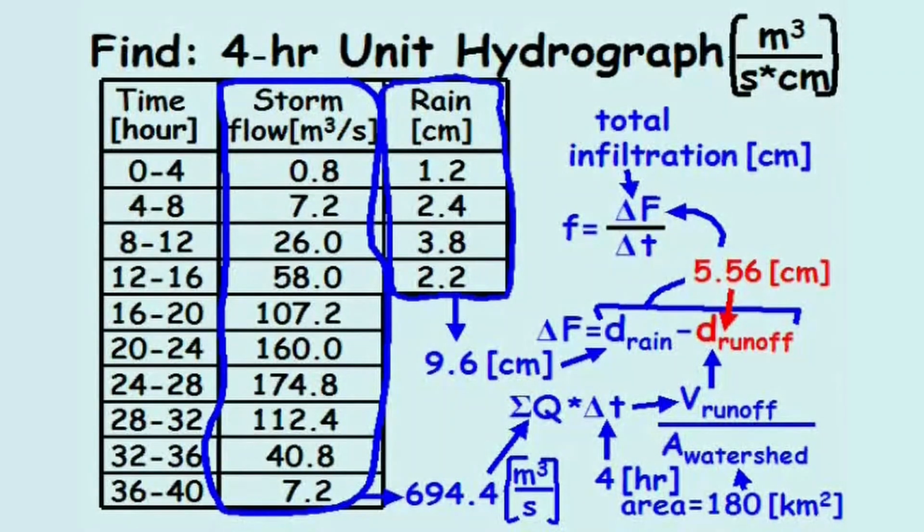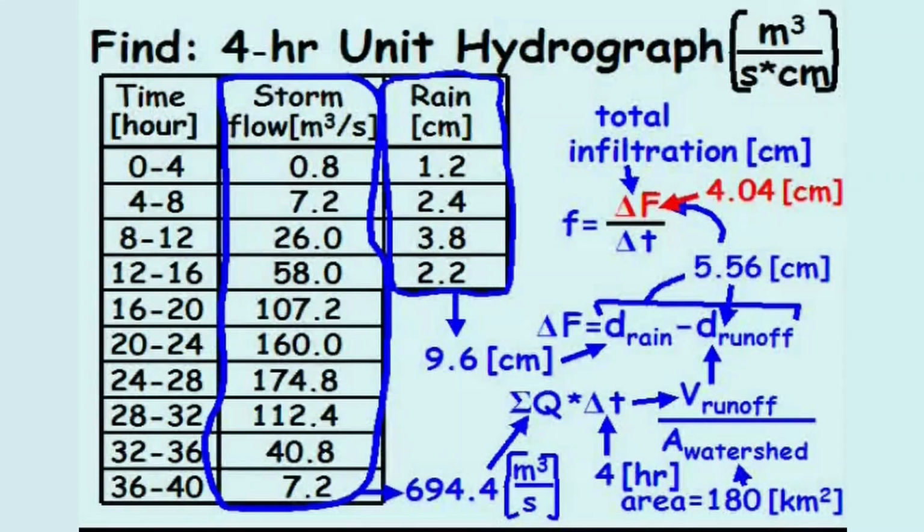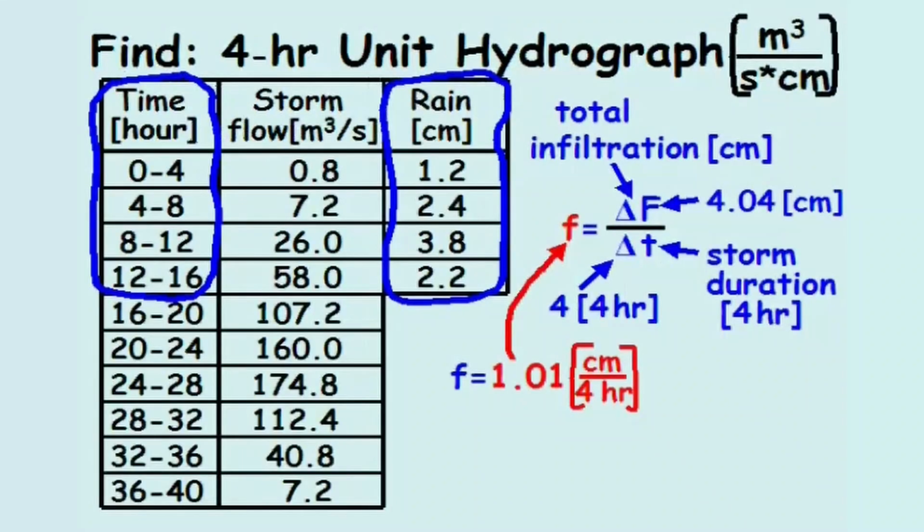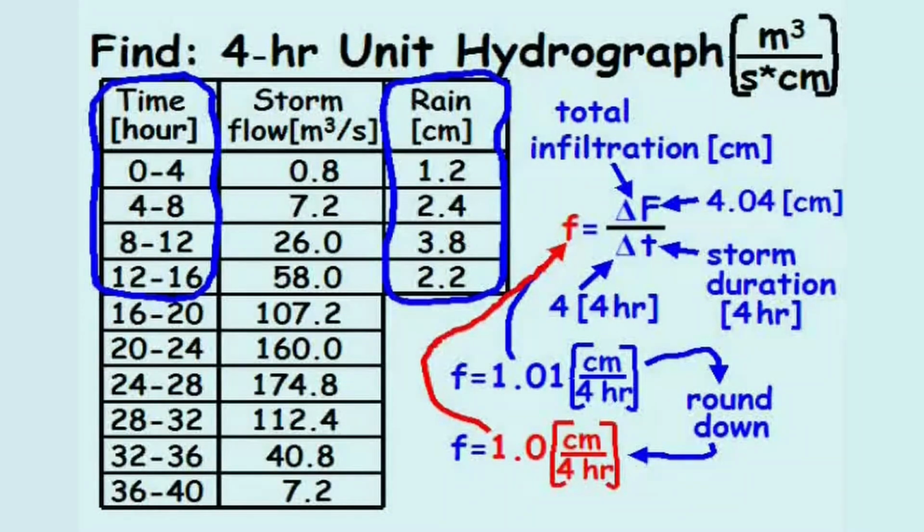Therefore, the total infiltration, delta F, equals 4.04 centimeters. Since the rainfall lasts 16 hours of measurement, the storm duration is 4 4-hour time periods, which makes the infiltration rate, F, equal to 1.01 centimeters every 4 hours, which we will round to 1.0 centimeters every 4 hours.